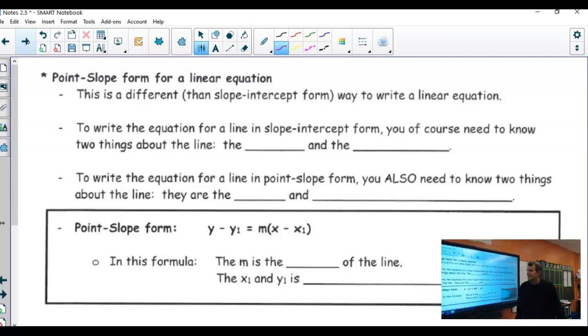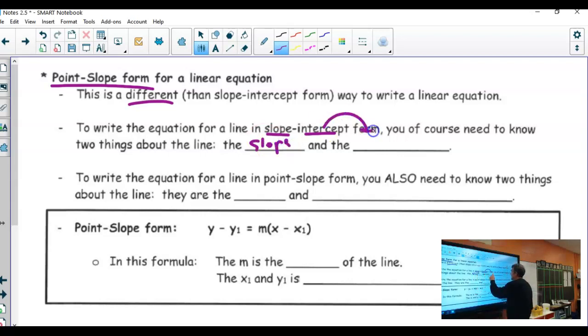Here's the new thing for the day. We are going to write equations in what's called point-slope form. Point-slope form is just different than slope-intercept form. It's a different way to write a linear equation. Now, to write an equation in slope-intercept form, you of course need to know two things about the line. You need to know the slope, and you need to know the y-intercept. Hence the tricky name slope-intercept form.